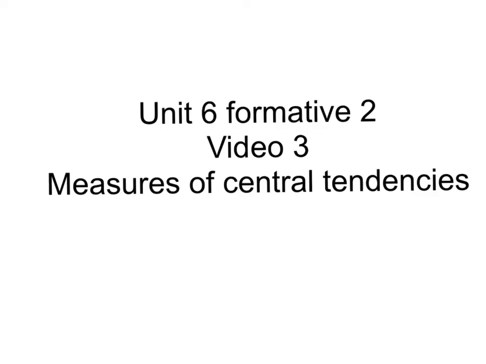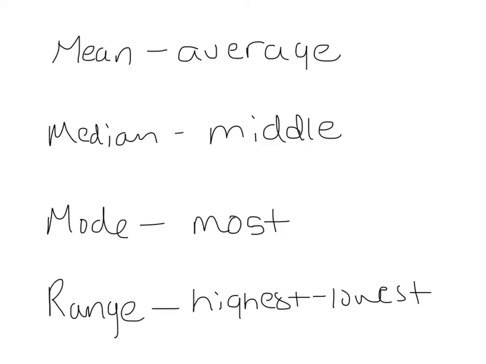Hey everybody, this is Unit 6, Formative 2, Video 3, where we talk about central tendencies. When we talk about central tendencies, we're talking about mean, median, mode, and range. Your mean is the average, so we add them all up and divide by how many there are.